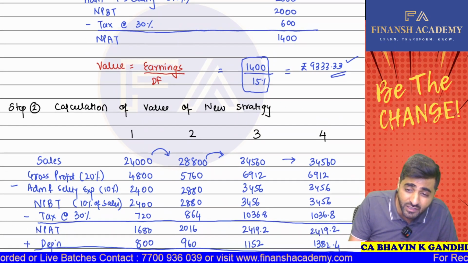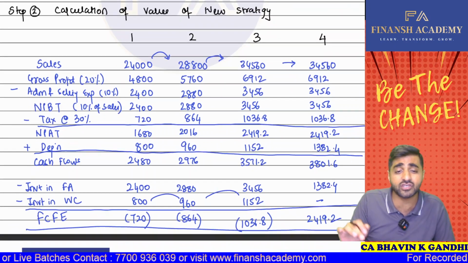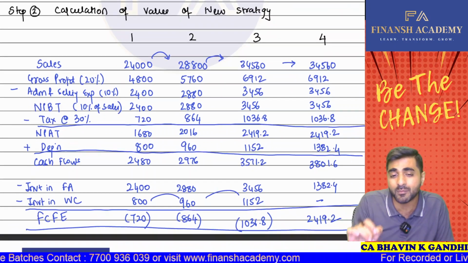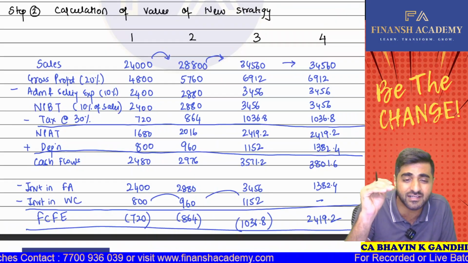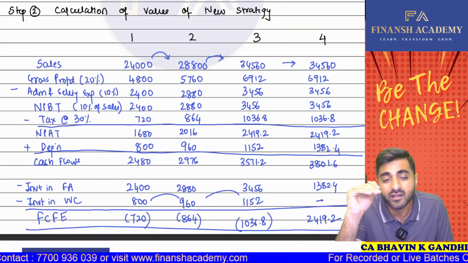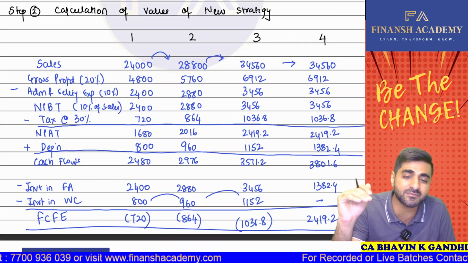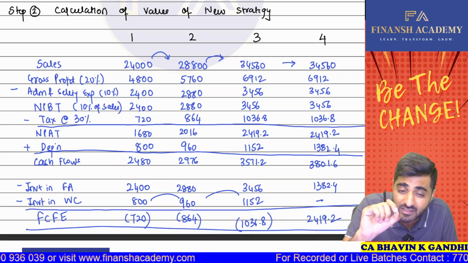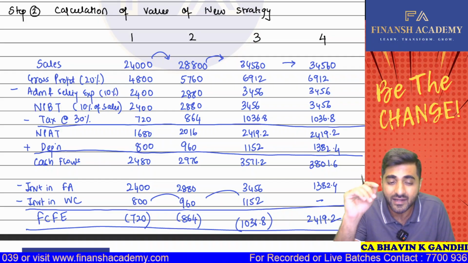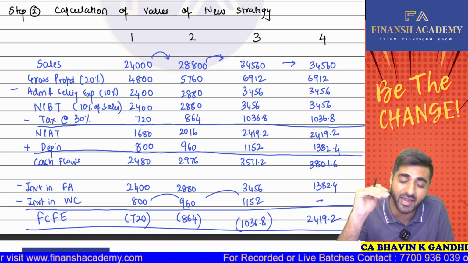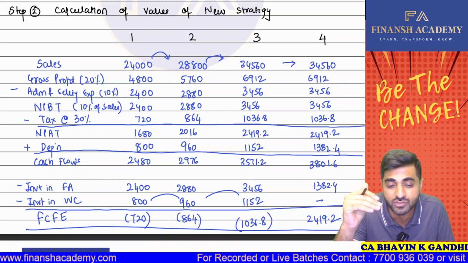What is the value now of the new strategy? Now I want your full attention here, because here we have to prepare the income statement like this. We'll be having sales, gross profit, less administrative and selling expenses, which is 10%, NPBT, which is 10% of sales, less tax, we are going to get NPAT, and adding depreciation we will be getting the cash flows.